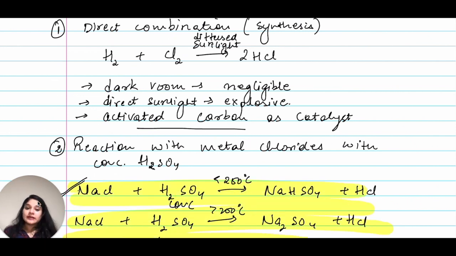For the other examples, in general preparation, if you want, you can use any other metal chloride with H2SO4. But when it comes to lab preparation, you can only use NaCl. That is because NaCl is cheap and it is readily available. Hence, we use NaCl as a reactant when it comes to lab preparation. But in general equations, you can write anything you like.